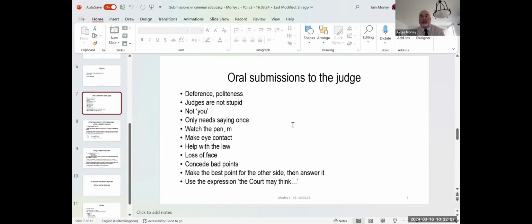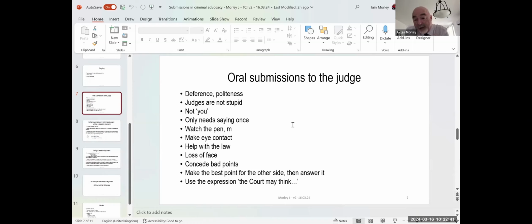Which is oral submissions to the judge. Now, I'm not dealing with questioning witnesses. I'm not dealing with opening speeches, closing speeches to juries. I'm dealing with oral submissions to the judge. That's my brief for today. There are some obvious points which you will know, but they're always worth repeating. The first is deference and politeness.